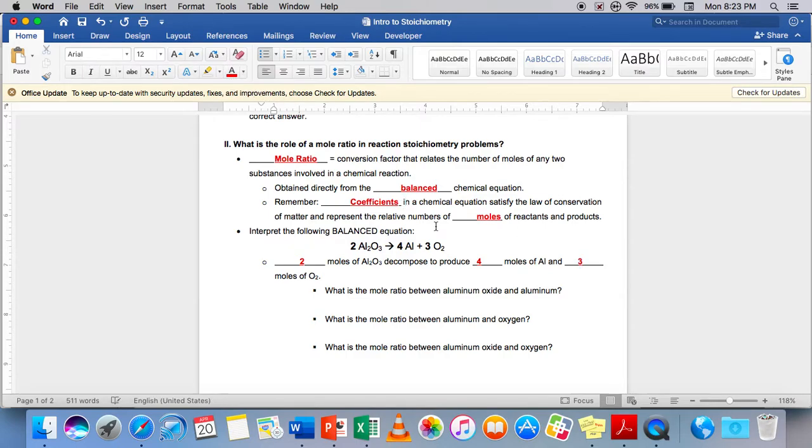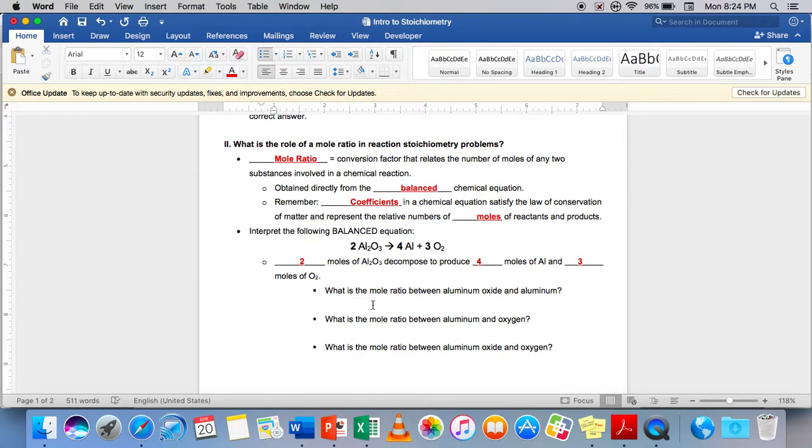So the coefficients represent the moles. 2 moles decompose into 4 moles of aluminum and 3 moles of oxygen. From these numbers, we can get a mole ratio. Now remember, a mole ratio just involves 2 substances.